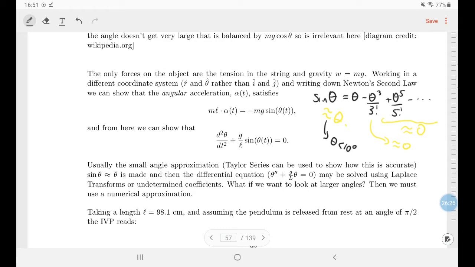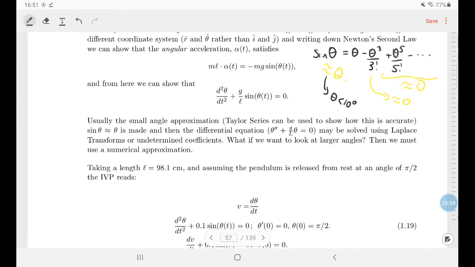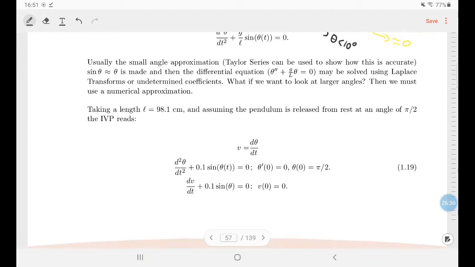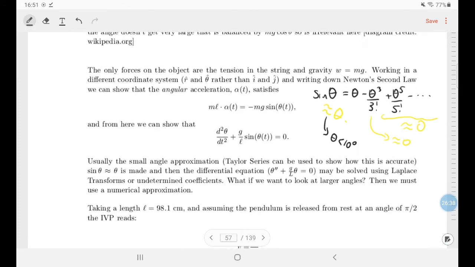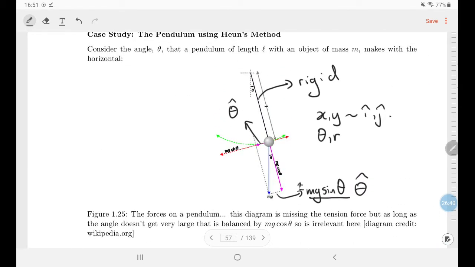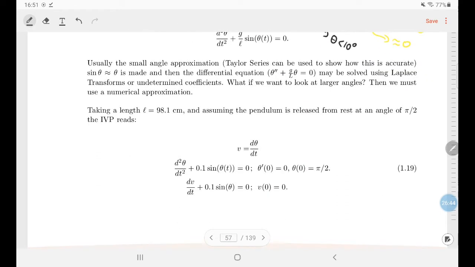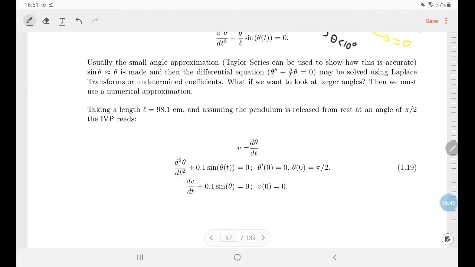So then you have to use a numerical approximation. So we're going to do this. Taking a length of 98.1 centimeters, just to keep the numbers nice, assume the pendulum is released from rest at an angle of pi over 2. So it's going to be kind of sideways, if you know what I mean. Like this angle here would be 90 degrees. And this is what the differential equation looks like.